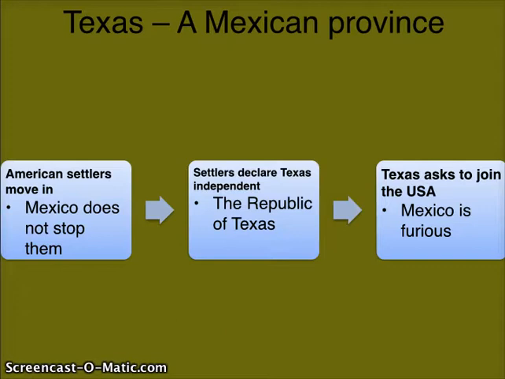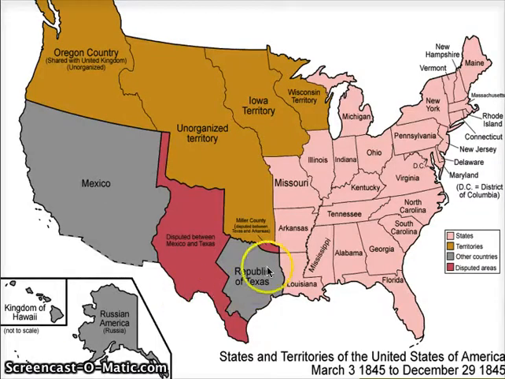Sort of looking at Texas, we have American settlers move in. Mexico does not stop them, all right? Mexico actually invited American settlers. Then we have settlers who want Texas to be independent. And of course, Mexico reacts furiously. Here is the Republic of Texas. This is the area that has now joined the U.S. at the end of chapter 9.2.